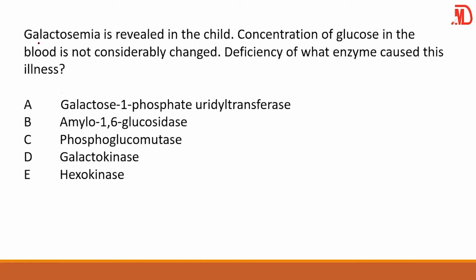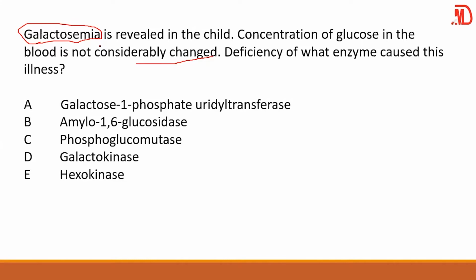We have galactosemia. So galactosemia is revealed. Concentration of glucose in the blood is not considerably changed. What deficiency has this patient? So we're talking about galactosemia. What then is galactosemia? Galactosemia is a genetic metabolic disorder that affects an individual's ability to metabolize the sugar galactose. So in this patient, the person cannot metabolize galactose.